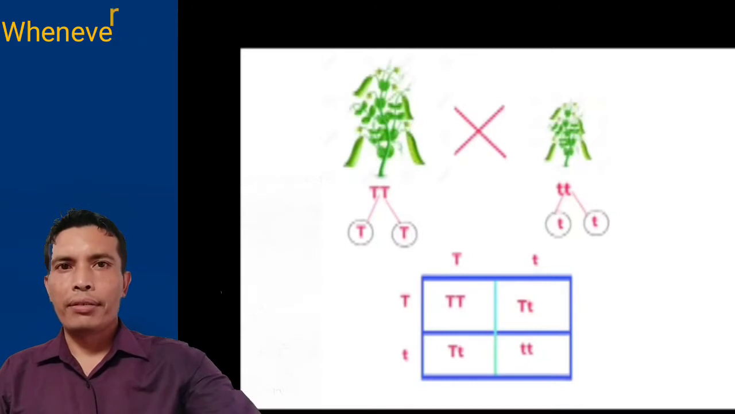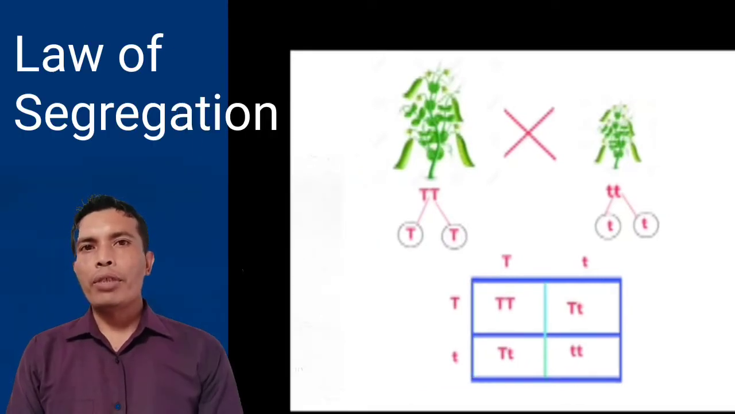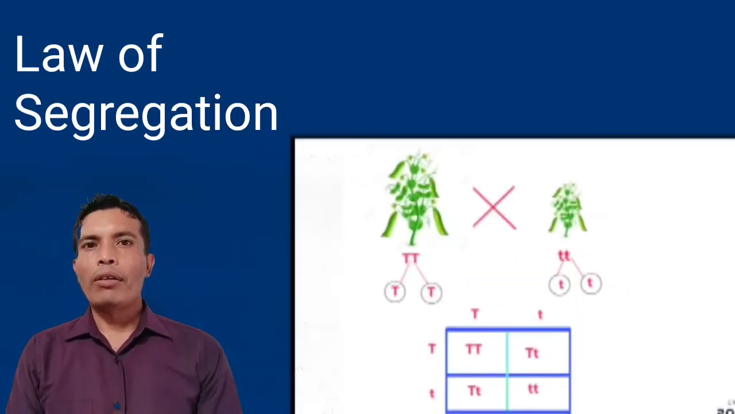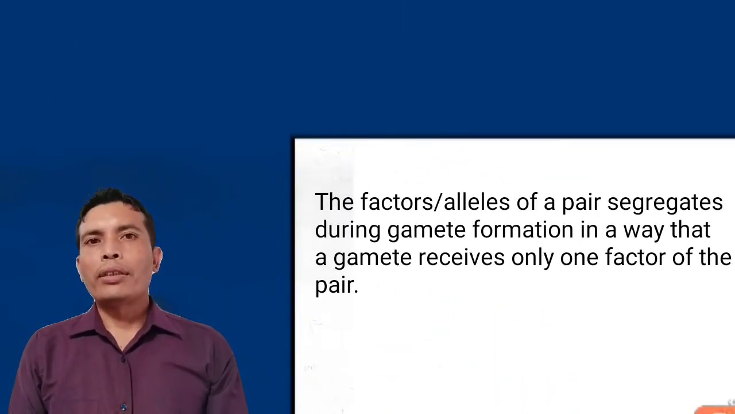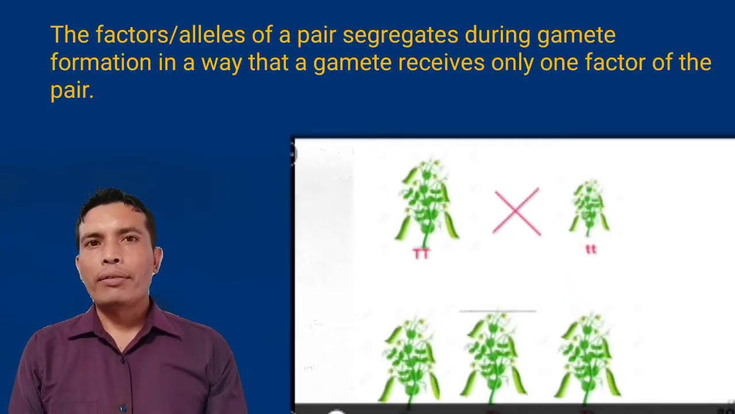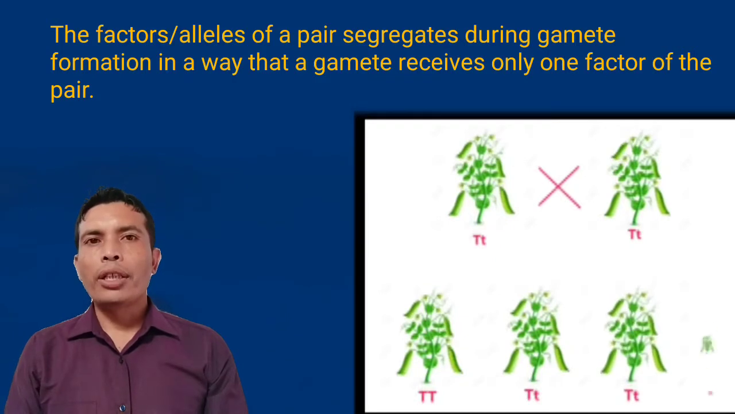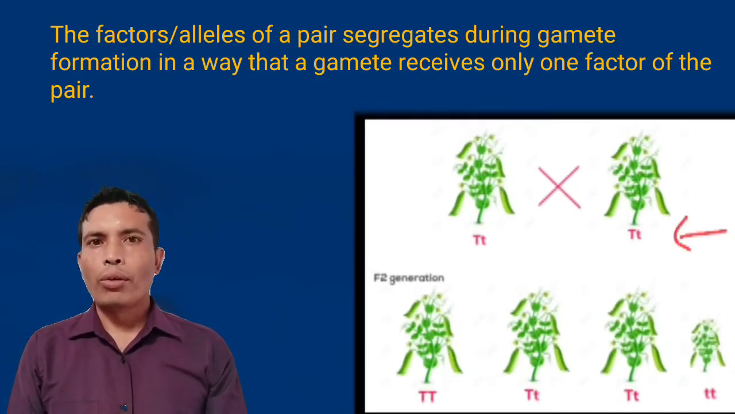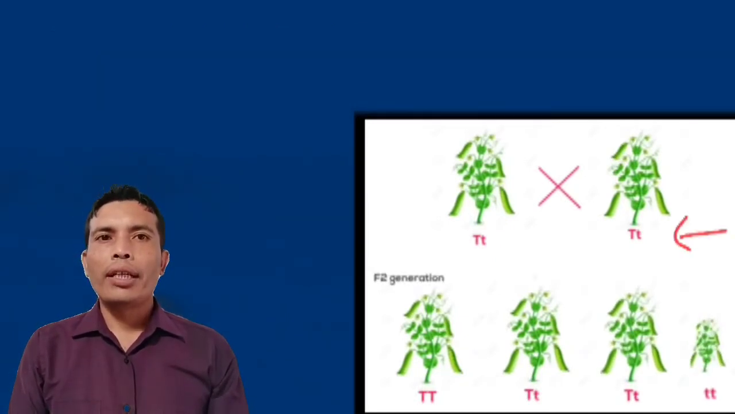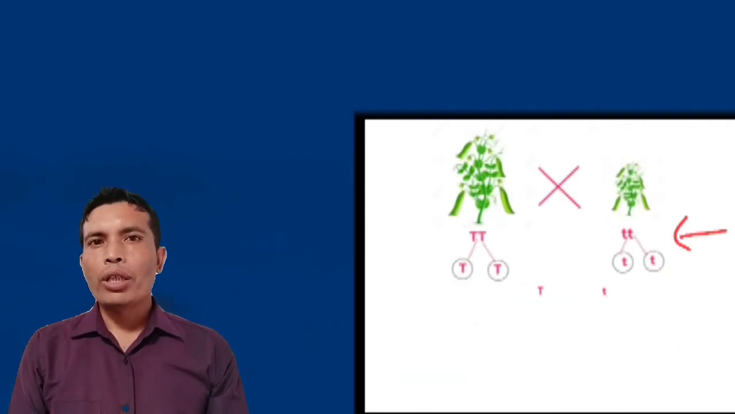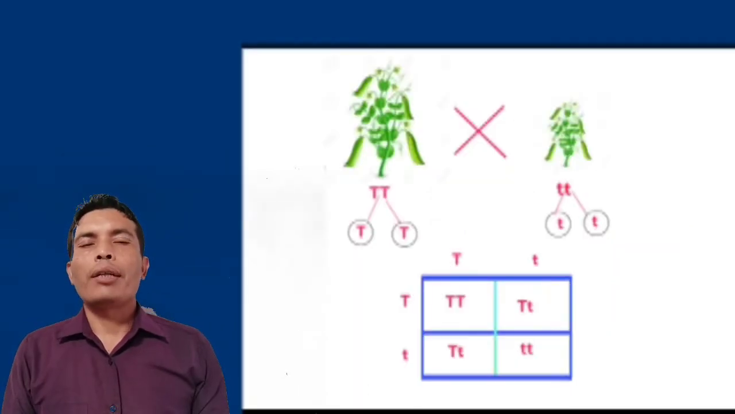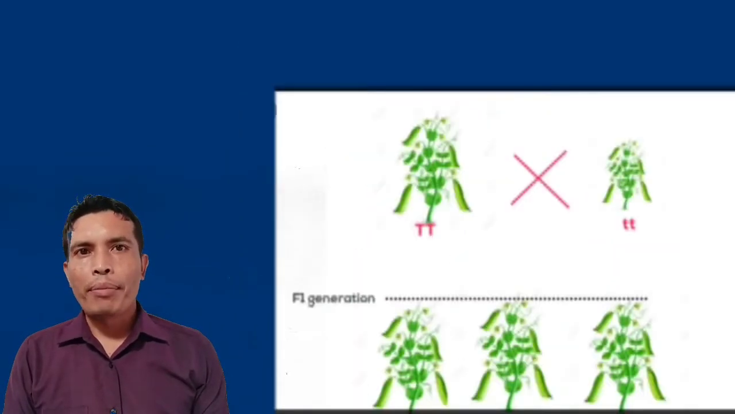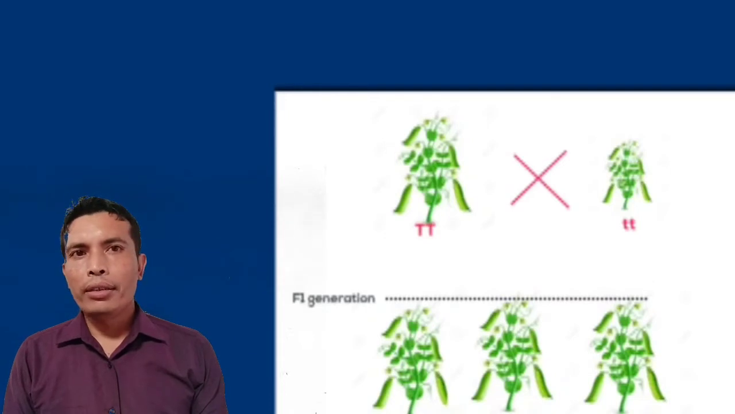Now, law of segregation. Law of segregation is a universal truth without exception. Law of segregation states that the factors or alleles of a pair segregate or separate from each other during gamete formation or gametogenesis in a way that a gamete receives only one factor or allele of the pair. Law of segregation can be understood easily from the monohybrid cross we met earlier.